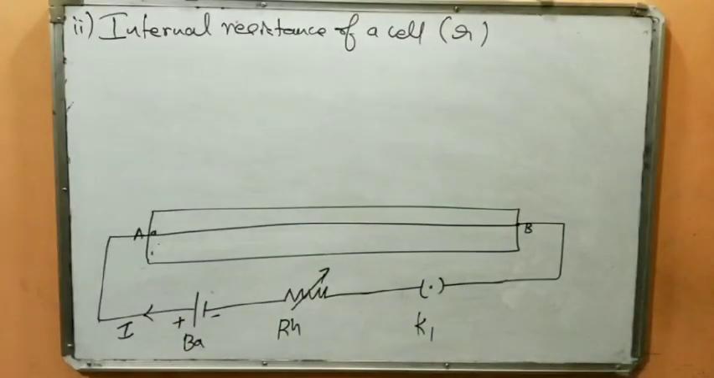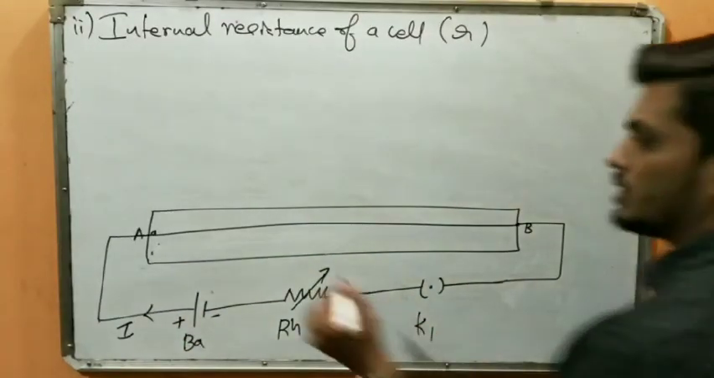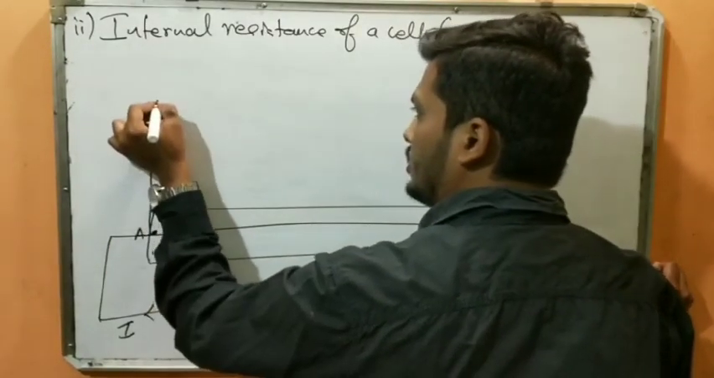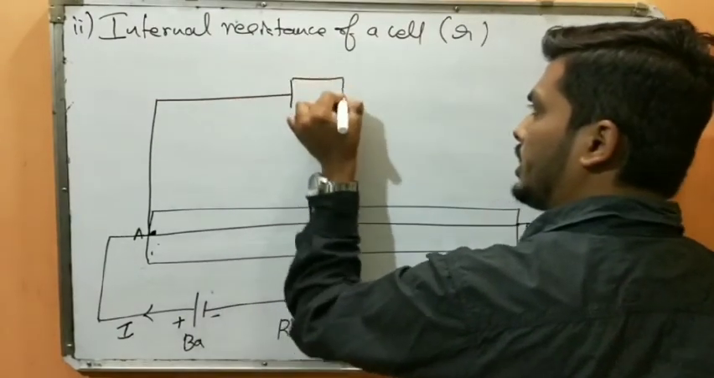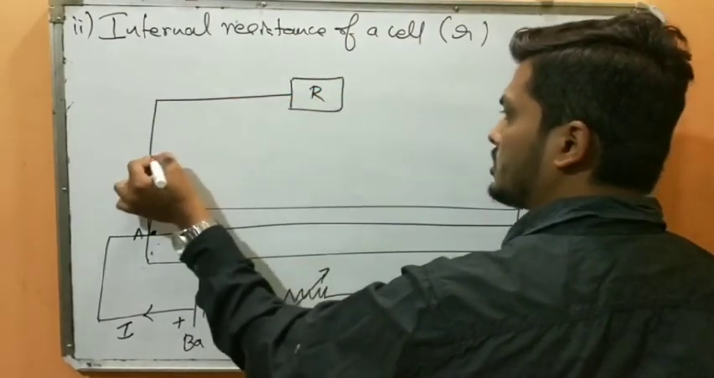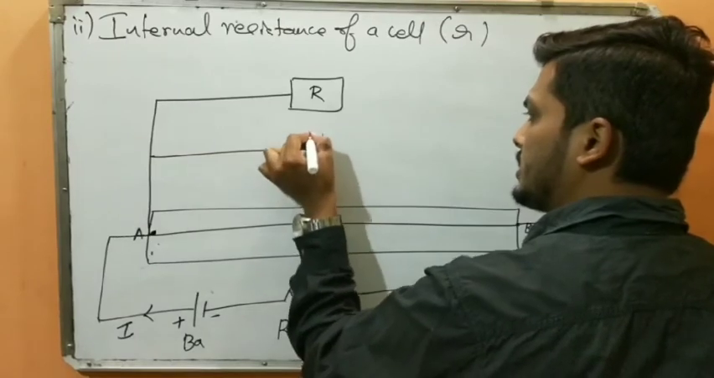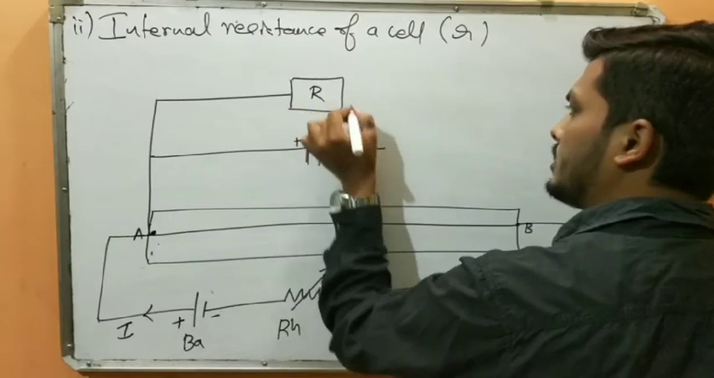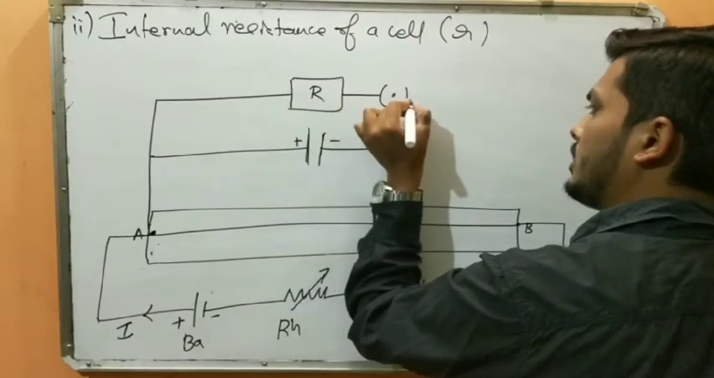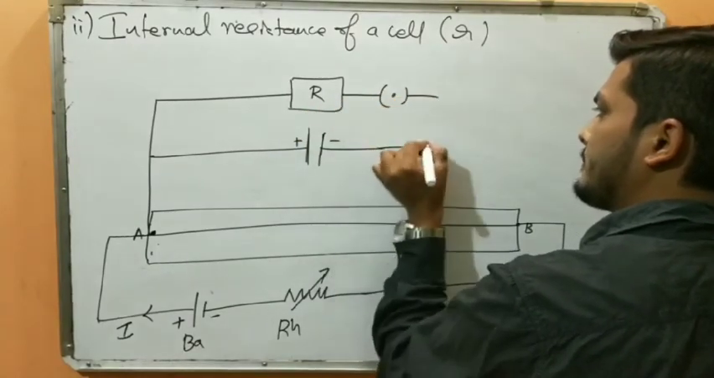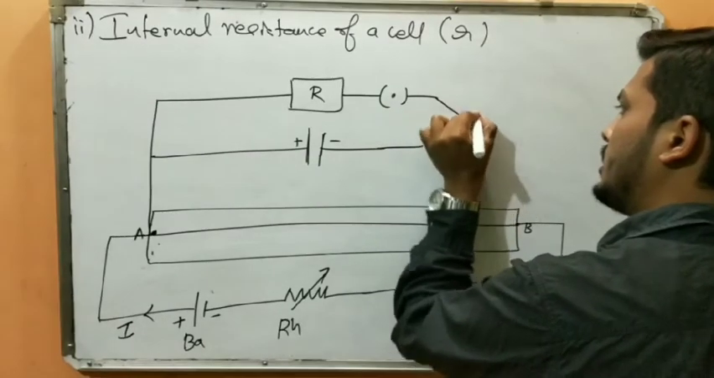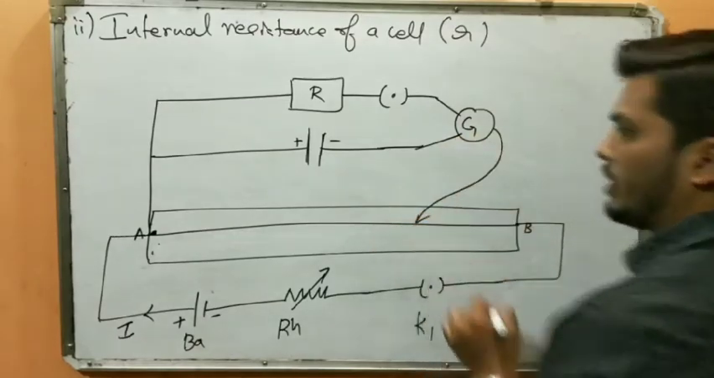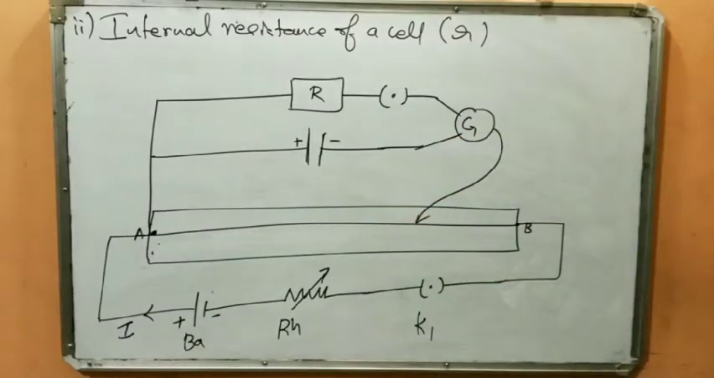Now students, how to do this? From here I will connect with a resistance box, and here is my cell, plus minus. I will connect it with a key, and here will be my galvanometer. Then find the balancing length.